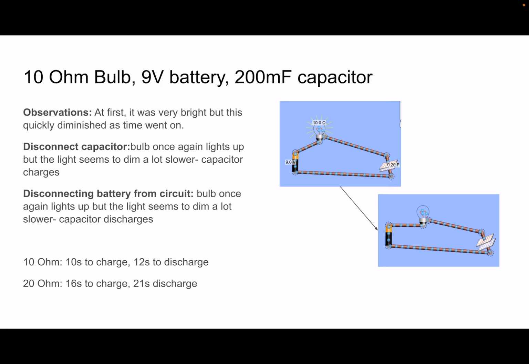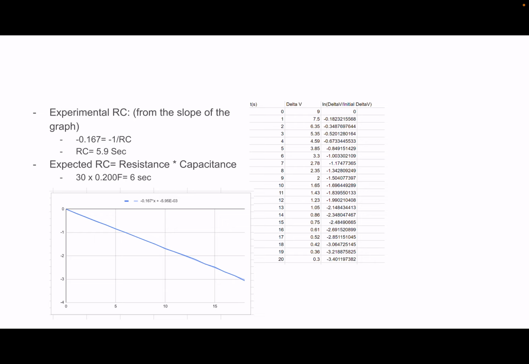But in this case, the capacitor actually discharges, and then we had to time how long it took to charge and discharge for both a 10 ohm light and then a 20 ohm light. It was 10 seconds to charge and 12 seconds to discharge for the 10 ohm light, and for the 20 ohm it took 16 seconds to charge and 21 seconds to discharge. Then we did the same thing with the 30 ohm, and we measured the delta V and created this ln of delta V over the initial delta V based off the equation given in the lab. Our experimental RC actually ended up being 5.9 seconds, and our expected RC, which is the resistance times the capacitance, was 6 seconds, so the values were pretty spot on.